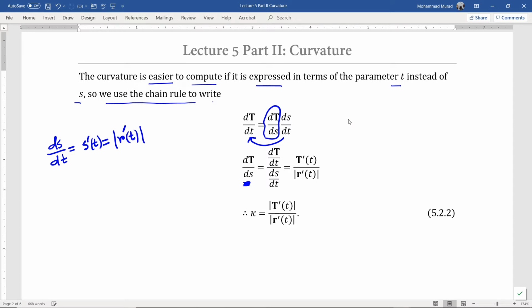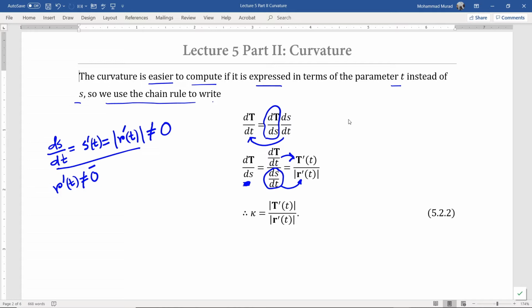Since in the case of a smooth curve, r prime of t is never equal to the zero vector, this vector is a non-zero vector, so the magnitude of the vector is not a scalar 0. So we are safe to divide by the quantity ds/dt. Now dT/dt is simply T prime of t, and ds/dt is equal to the magnitude of the vector r prime, as written here.